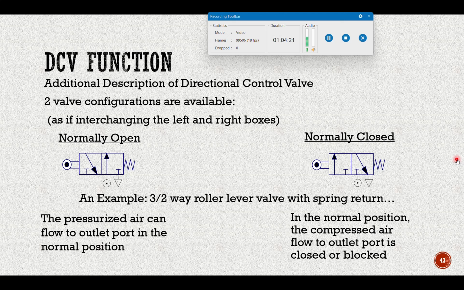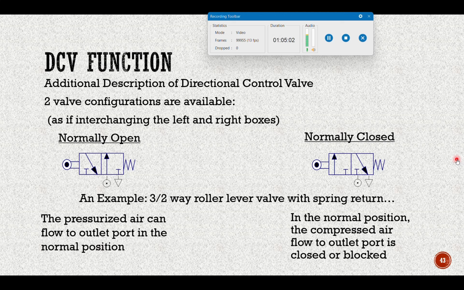So there's another additional description to the DCV, which is a 2 valve configuration available, normally open or normally closed. For this example, you have a 3/2 way roller lever valve with spring return. So this is the full name in the birth certificate. Okay, so 3/2 way, that is the valve state in terms of its port as well as its state.